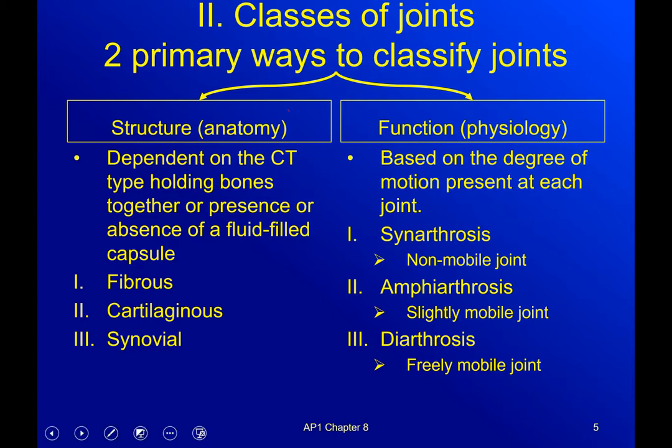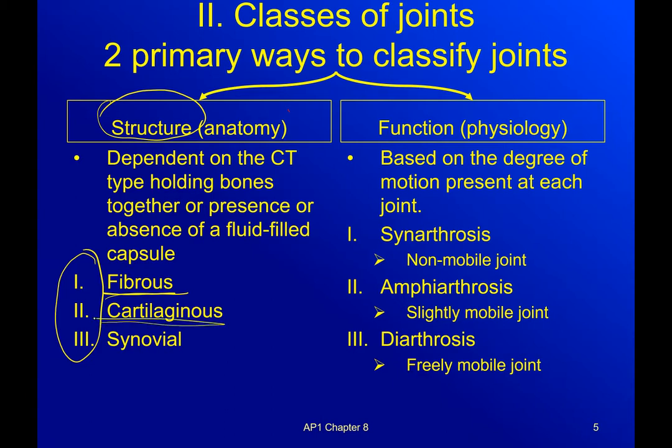Anatomically, we're talking about what the structure of the joint is, and it depends on what type of connective tissue is holding the bones together, the presence or absence of a fluid-filled cavity, because we've got simpler joints and then we've got really complex joints. So in this case, we've got three classifications. We've got fibrous, that's held together by fibrous connective tissue, cartilaginous, guess what holds that together? And then we've got synovial. Synovial are going to be the ones that are complicated.